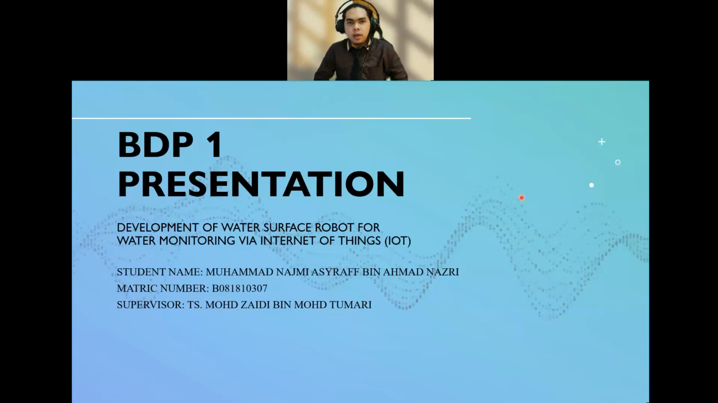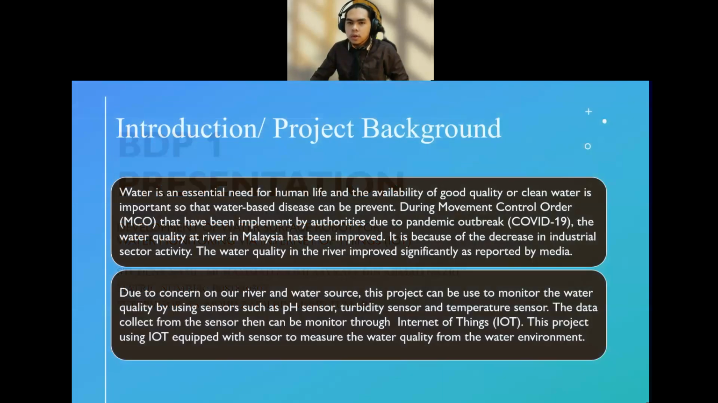Muhammad Tumari. And I would like to present my BDP1 on the title Development of Water Surface Robot for Water Monitoring via Internet of Things IoT. So, introduction and project background.